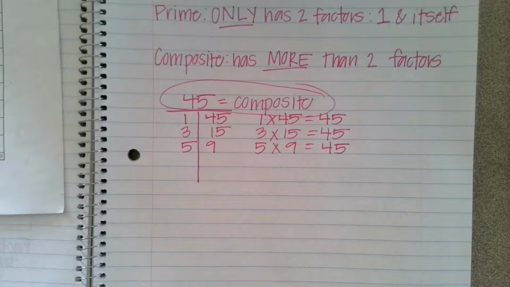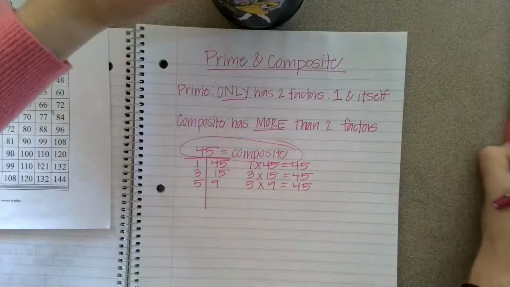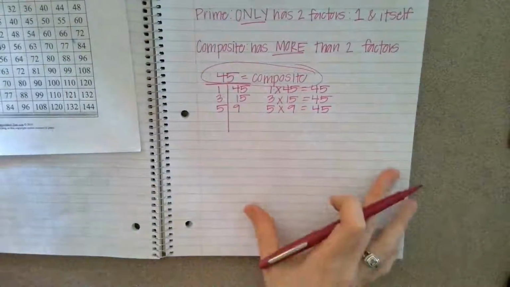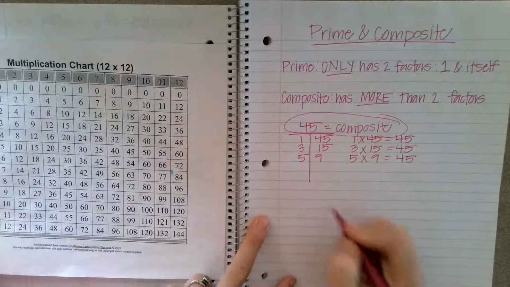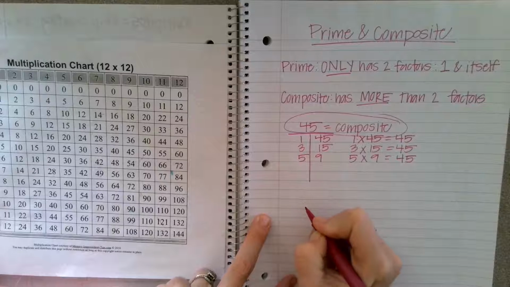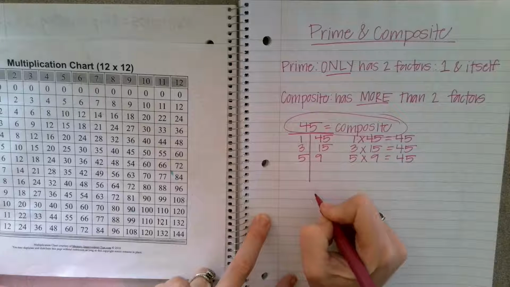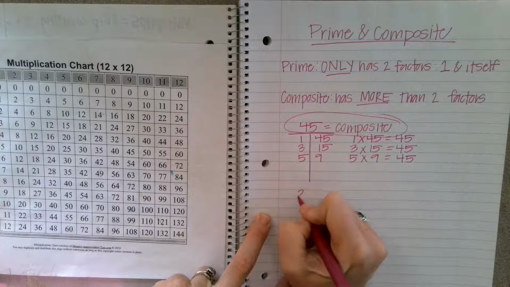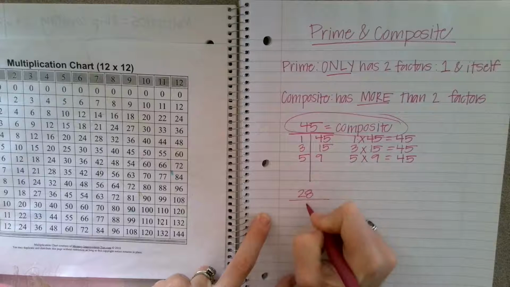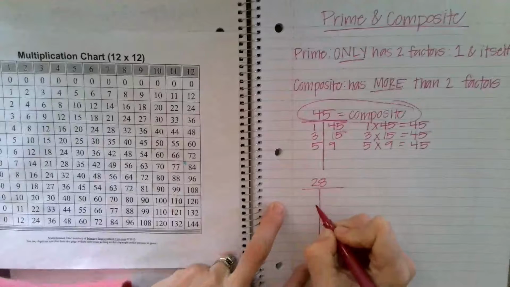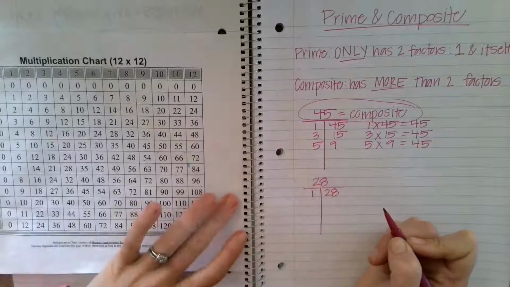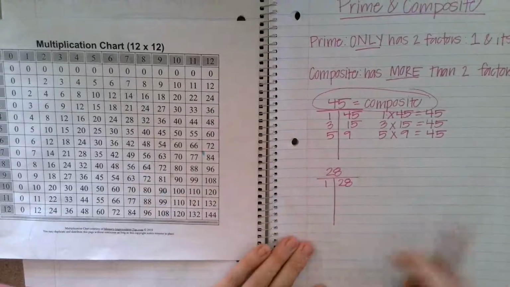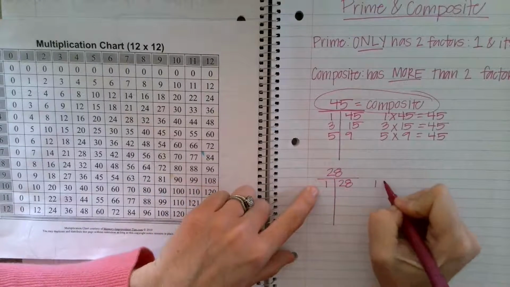Okay, let's try another one, but we're going to try with a smaller number. So you can do this with a calculator, but you could also do it with your multiplication chart. So let's try to do that. Let's say our number was, we'll keep it simple and say it was 28. I know that 1 times 28 is going to get me 28. Always, factor trees are always going to start with 1 and its main number.